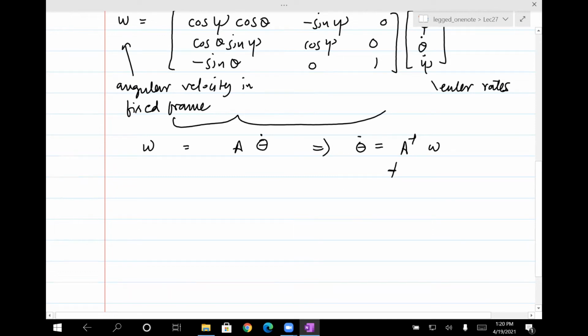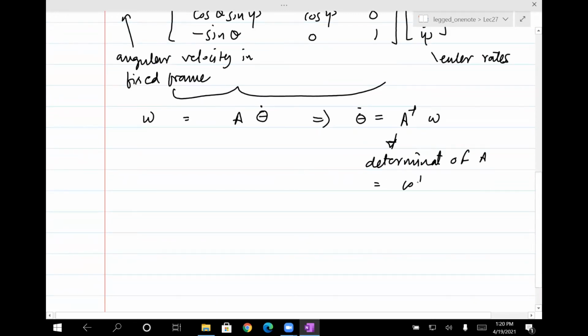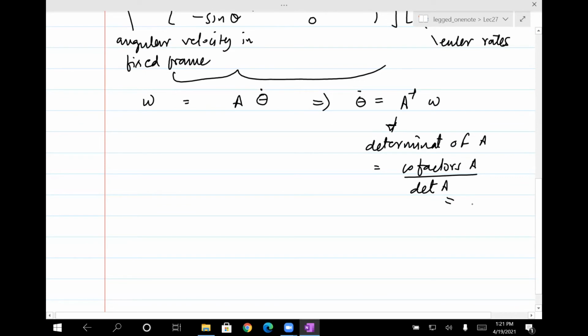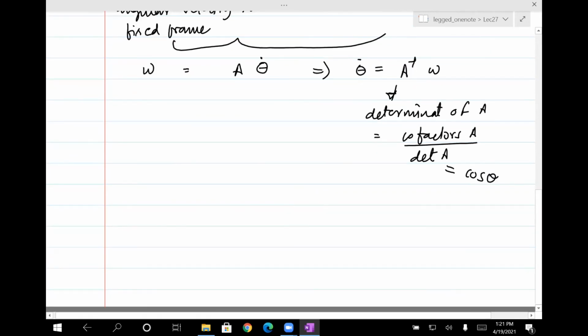Now it turns out that when you do the A inverse, you need the determinant of A. It is the cofactors divided by the determinant of A. The determinant of A is actually cosine of theta. So what happens when cosine theta equals 0? Determinant A is 0, the inverse is not defined, and bad things will happen. For a given angular speed, it will tell you that the Euler rates are infinity.